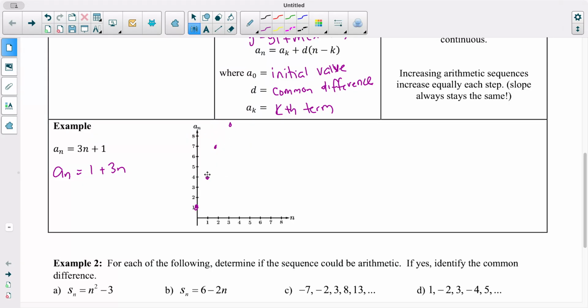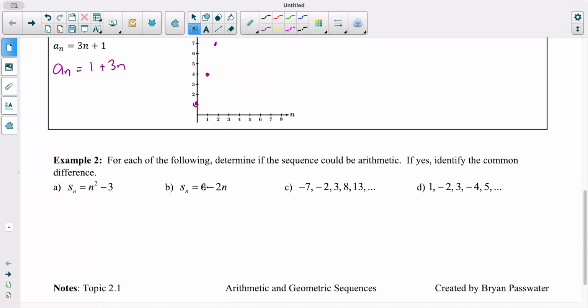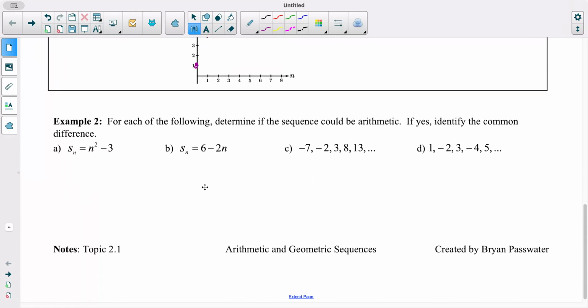But we're not going to connect the dots because you're not allowed to substitute, right? The inputs are not allowed to be all those fractions and decimals that we want. They're literally just going to be whole numbers. Okay, so let's do a couple of practice ones just to see if we can identify an arithmetic sequence.